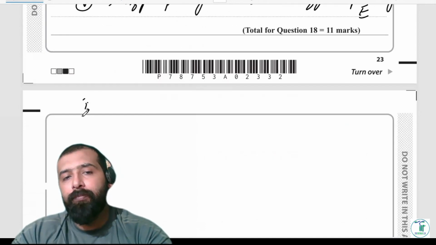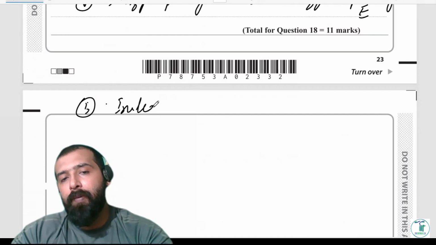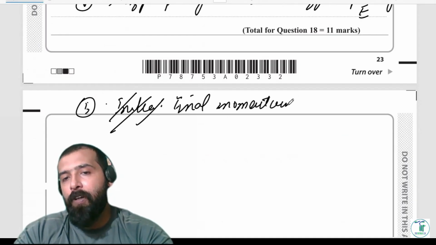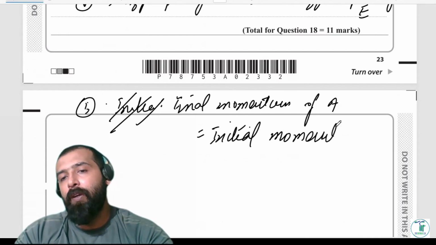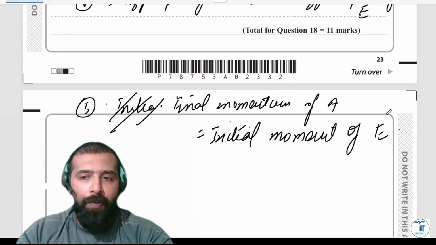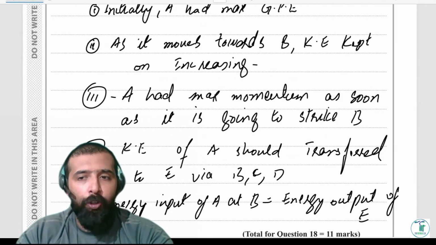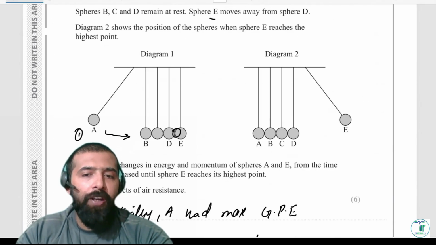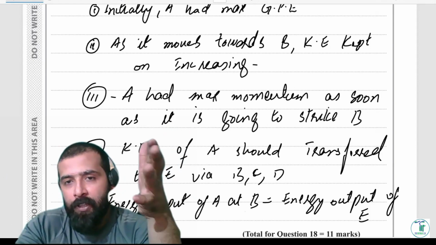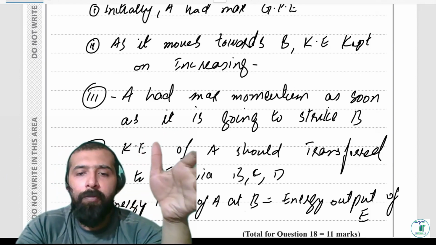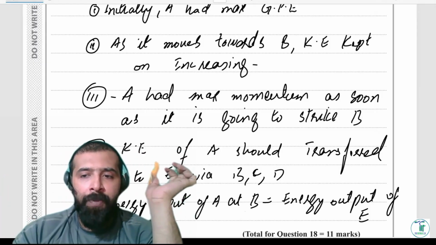At the same time, the final momentum upon collision of A should be equal to the initial momentum of E as well. Remember that we're talking about the law of conservation of energy and the law of conservation of momentum, and both of them should be conserved. So you just need to write down these important points, and then at the end, you need to talk about the relationship between the energy conservation and the momentum conservation of both these bodies.